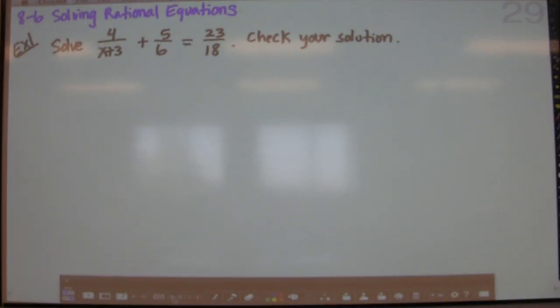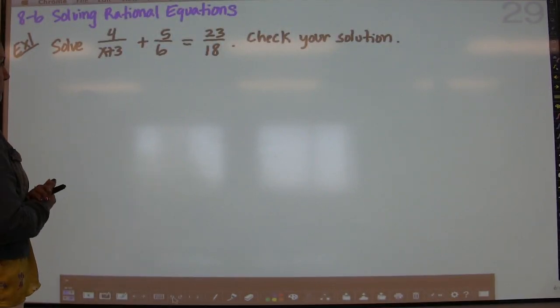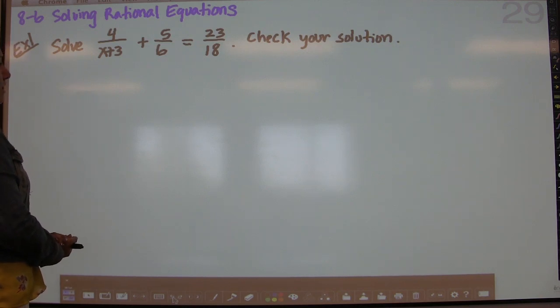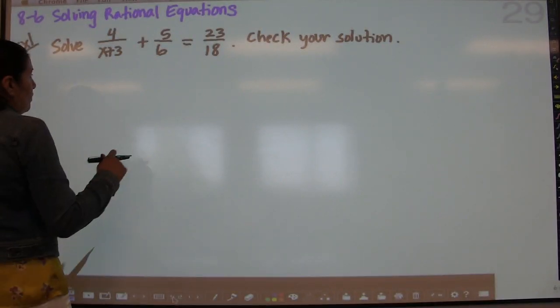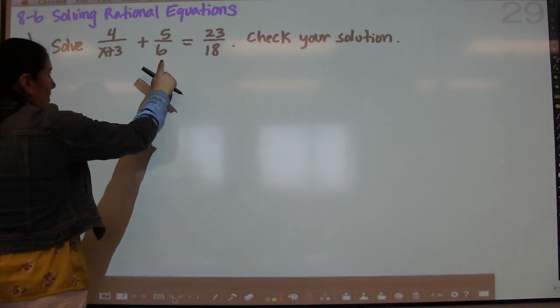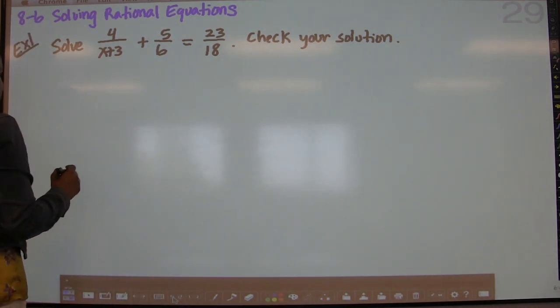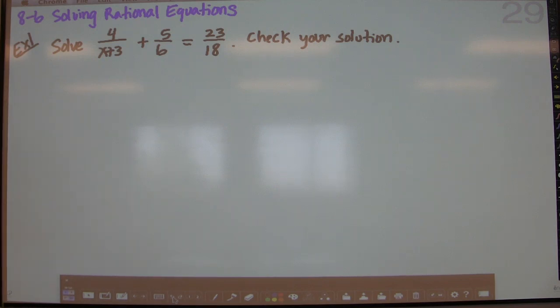To solve a rational equation, it's going to be easy if you try to find the least common denominator first. Instead of trying to combine them into one fraction, what we want to do is get rid of the fractions altogether. And we can do that if we can find the least common denominator. I know that we have a 6 here, which is 2 times 3, and 18 here. So the least common denominator is going to be 18 and x plus 3.